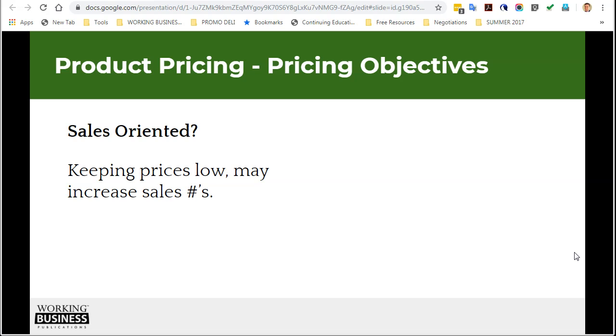Is it sales oriented? Do you want to keep prices low to get as many units sold as possible? This may be a good strategy. And a classic example may have been Amazon.com when they first started and they were competing against other booksellers. They sold their books as low as possible. They were actually not making a profit for their business for a number of years. And their objective was to get as many customers buying their books as possible, which would eventually lead classic brick and mortar bookstores to go out of business. So their objective was to get as much of the market share as possible.